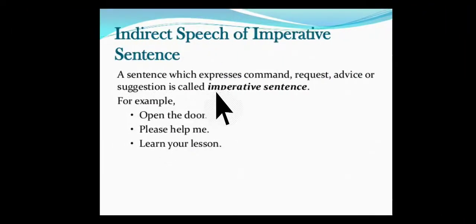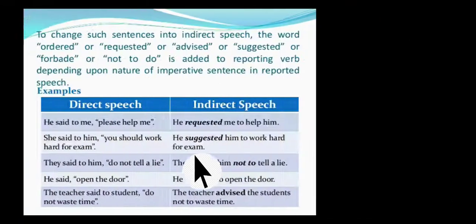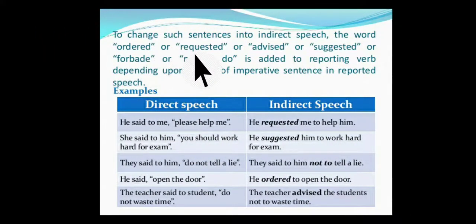The sentences which express command, request, advice or suggestion are called imperative sentences. For example, "Open the door," "Please help me," and "Learn your lesson." To change such sentences into indirect speech, the word ordered, requested, advised, suggested, forbade, or "not to do" is added to the reporting verb depending upon the nature of the imperative sentence in reported speech.